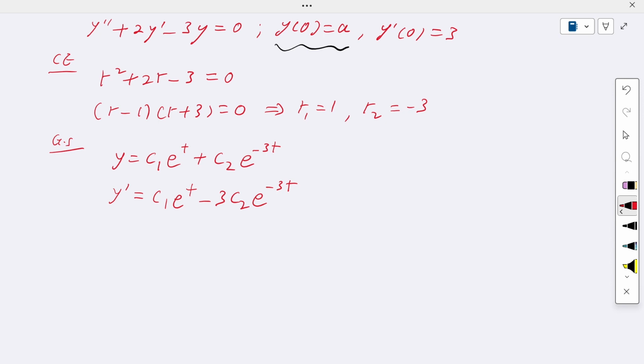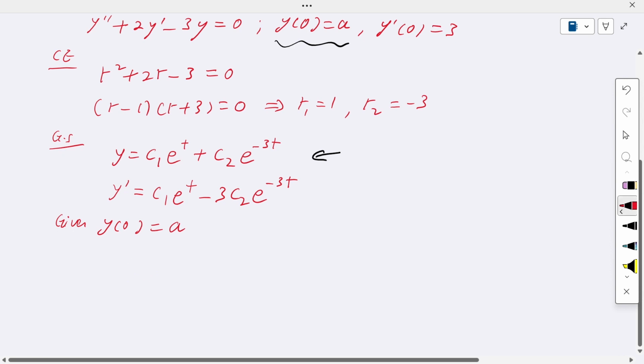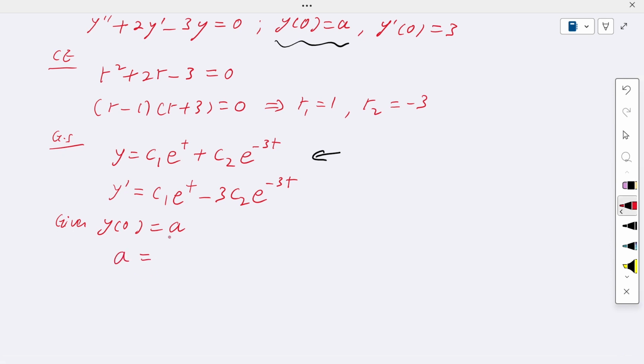Now, we're going to use the initial conditions. Given the initial condition y(0) = a, we're going to substitute into these equations. That means y is a. And then t equal to 0, so e^0 is 1, we get c1, and then here we have plus c2. Okay, so that is our first initial condition: a = c1 + c2.